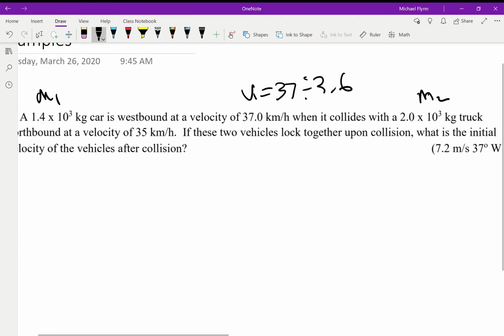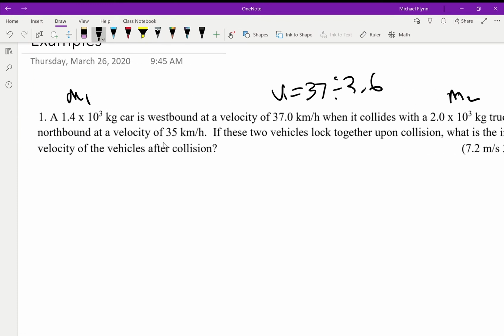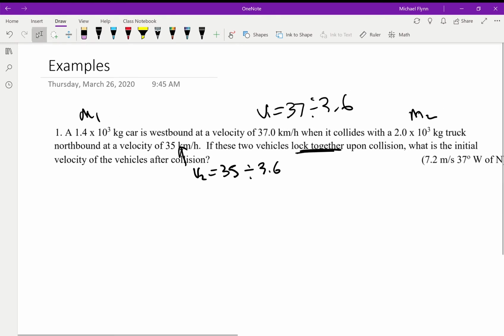And it is traveling at a velocity of V2, 35 divided by 3.6. These two vehicles stick together upon the collision. They lock together, which means they're going to have the same final velocity. That's very important. So what is the final velocity of the vehicles after the collision?